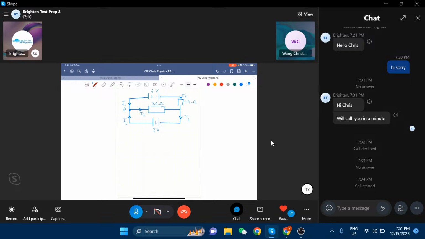So for the 2V cell, it goes from current 3 back to current 2. Okay, like this? Yeah. Okay, all right. And for the other one? It goes from current 1 to current 3. Okay, like this? Yeah. Okay.